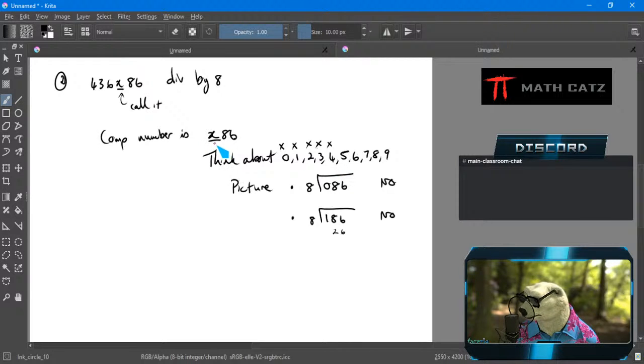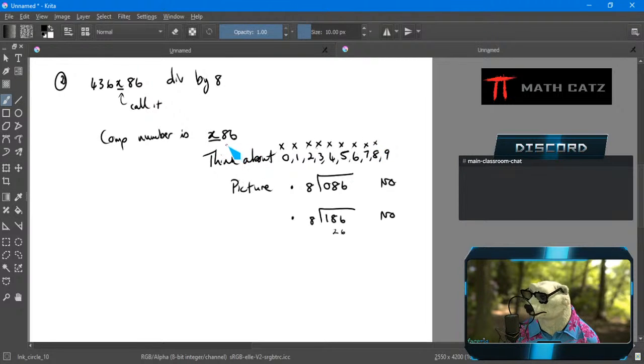586. 8 goes into 58 with 2 left. 26 is a no. 686. 8 goes into 68 with 4 left. 46 again, no. 786. 8 goes into 78 with 6 left. Wow, we get a lot of 66s. It's all bad times. 888 is not going to work because 8 goes into 88 and then there's a 6 left.